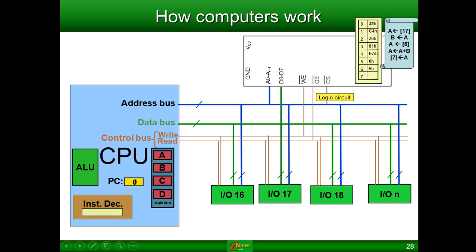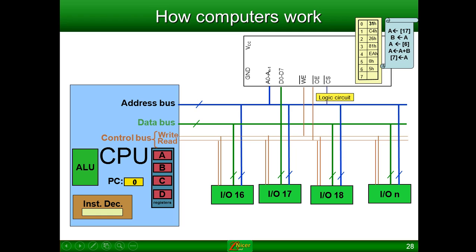Then we have a data bus. The data bus is used to carry information in and out of the CPU. It takes instructions from input devices and carries the input or output to and from the CPU.